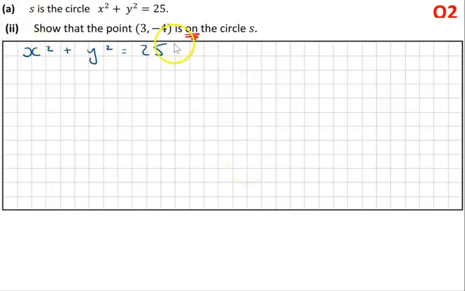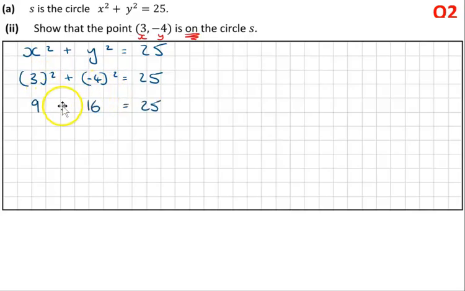So we're going to write out our equation again. x squared plus y squared equals 25. We're going to swap the x and y for empty brackets. We're going to label our point x and y. And then in place of the x, we put 3, and in place of the y, we put minus 4. Make sure you use brackets here or it will go wrong.